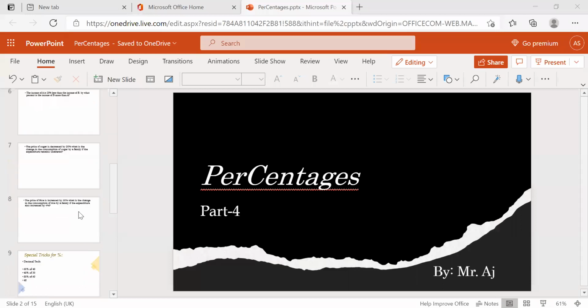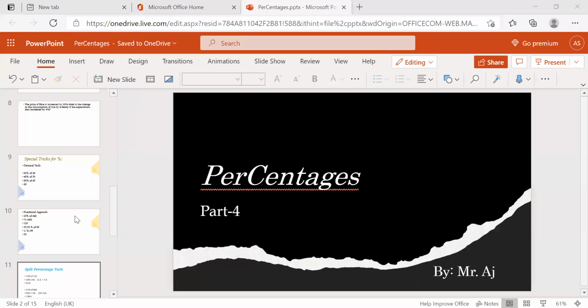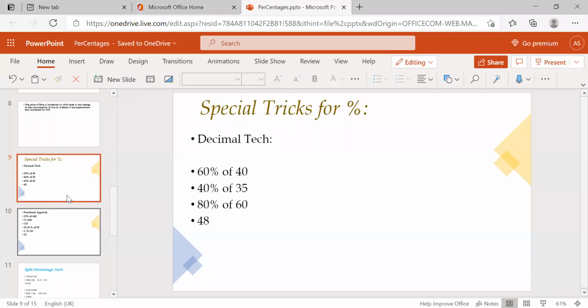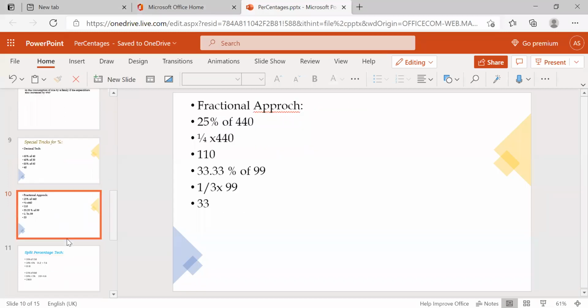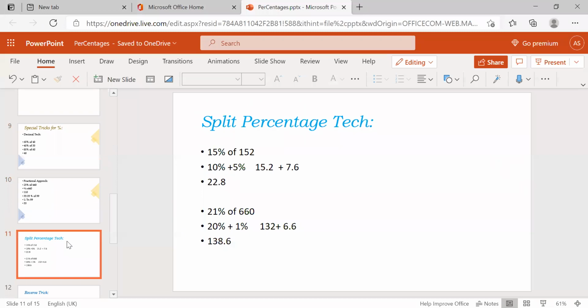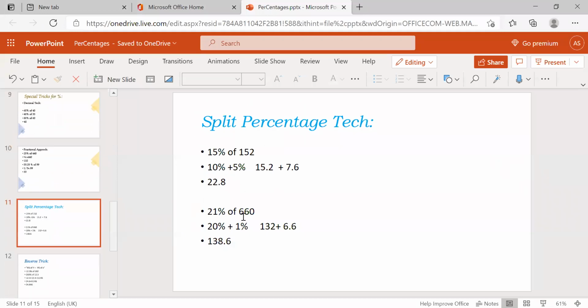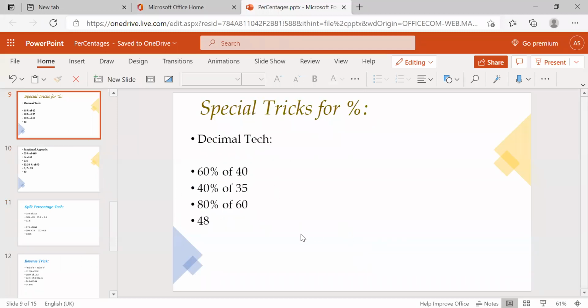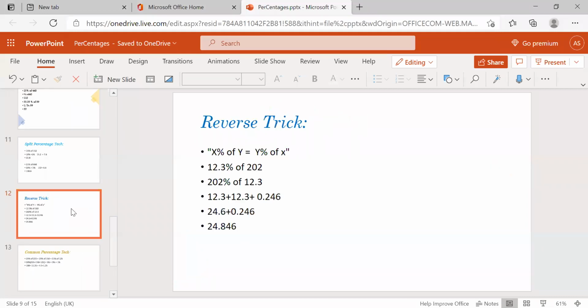Yesterday we discussed some special tricks for percentages, like the decimal technique, the fractional approach, and the split percentage technique. They will be very useful. The fraction and decimal techniques can both be used together in many situations. And there is a reverse technique as well. Everyone knows this one: X percent of Y is equal to Y percent of X.